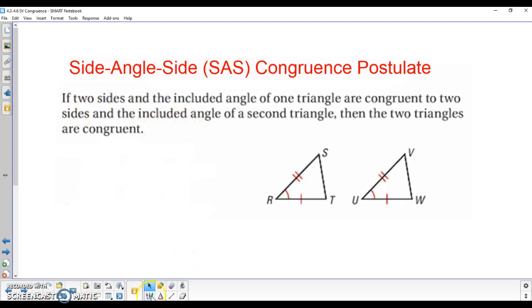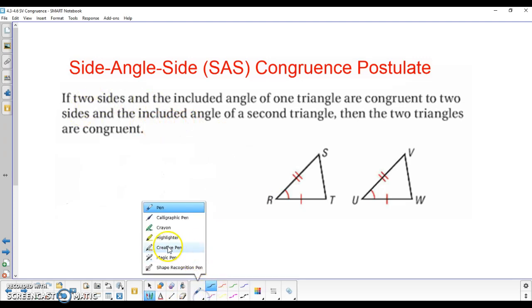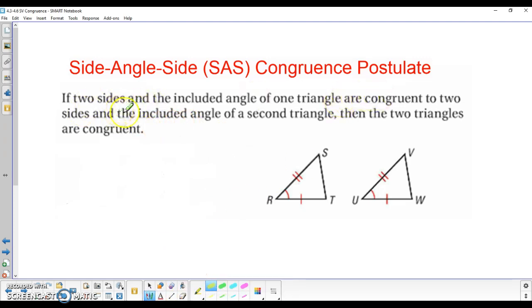If 2 sides of the included angle, I'm going to grab my highlighter so that we can look at this, are congruent, and the included angle, that is so important to this because that's the difference between SAS and SSA. Okay? The included angle is congruent, then the two triangles are congruent. So all you need for SAS is two pairs of sides that are congruent, and the included angle.